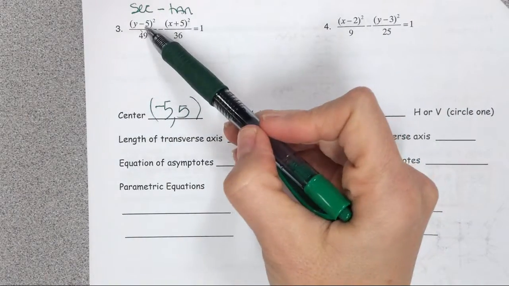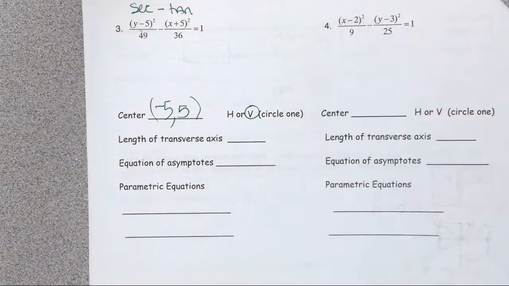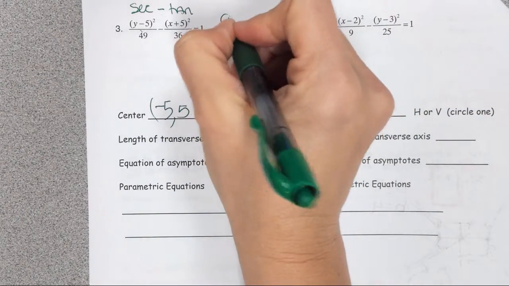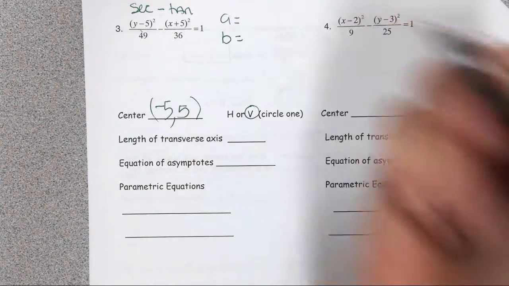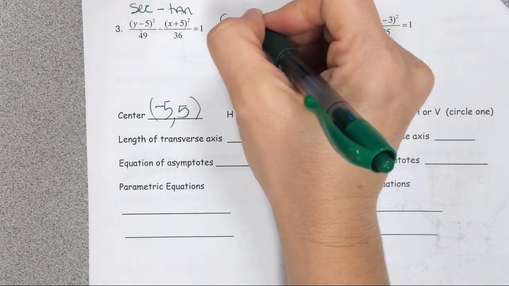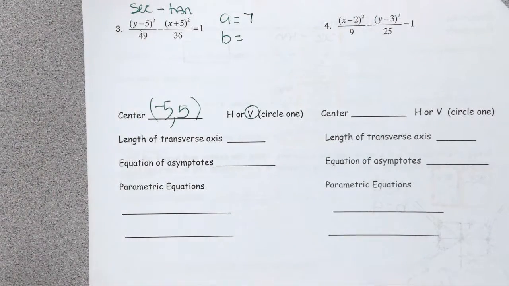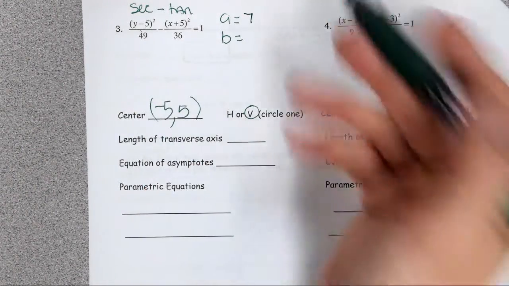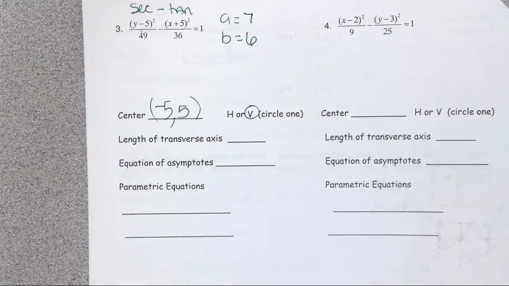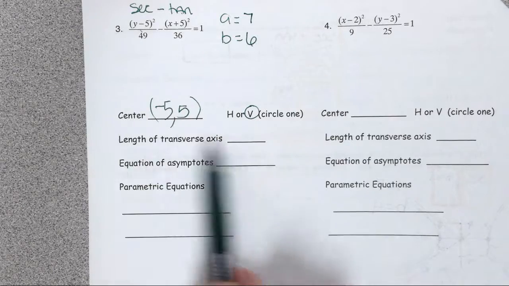Because the y is written first, is it horizontal or vertical? Vertical. Then we're going to go do our A and our B. Okay, A is always first, so what's A? 7. A squared is 49. My B squared is 36, so what is B? 6. Easy peasy, yes?